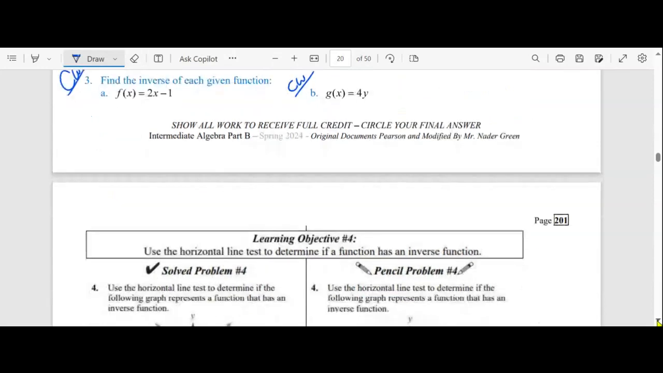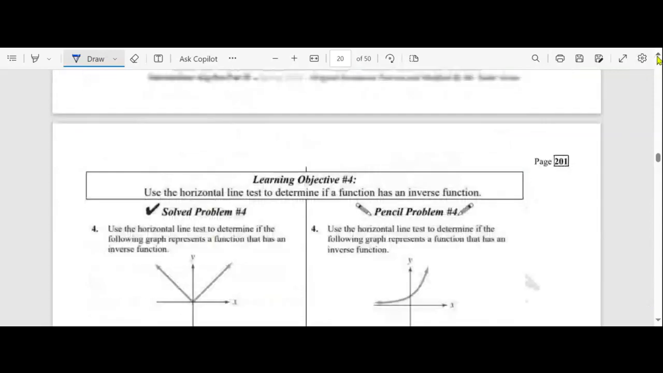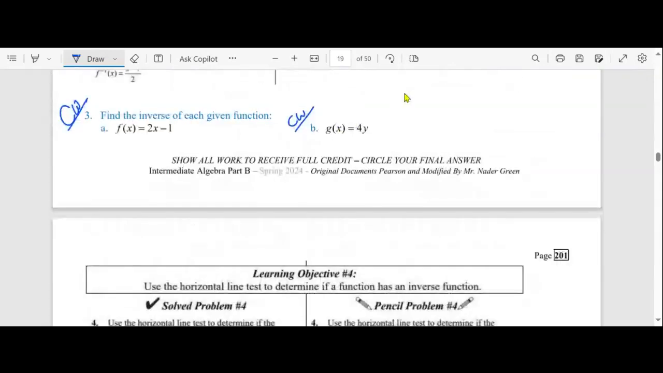A and B, are they the same problem or two different ones? No, two different ones. This one, first thing you should do what? What's the first thing you should do? Make it y. Okay, just wait 1 second.